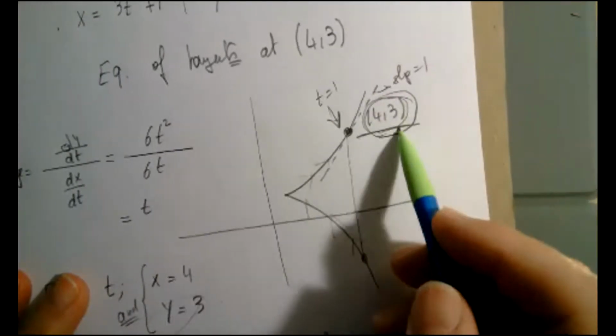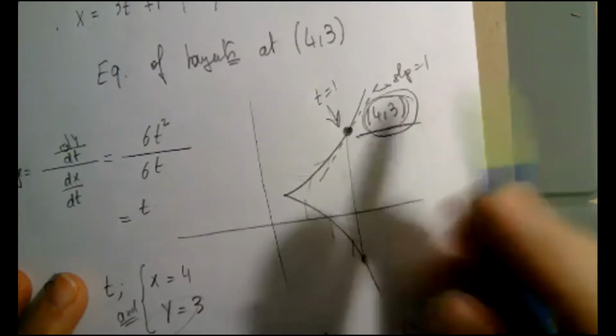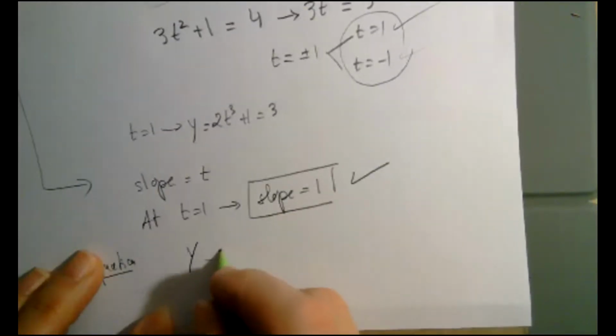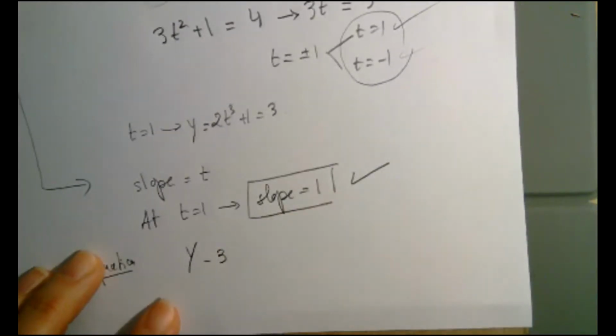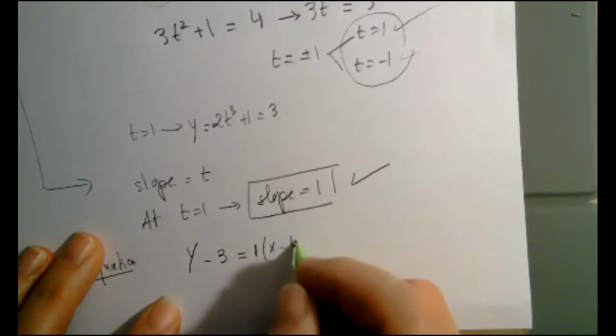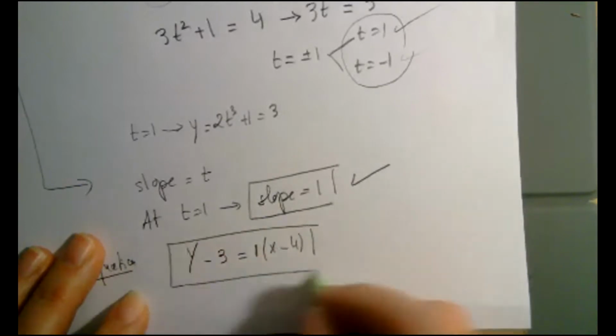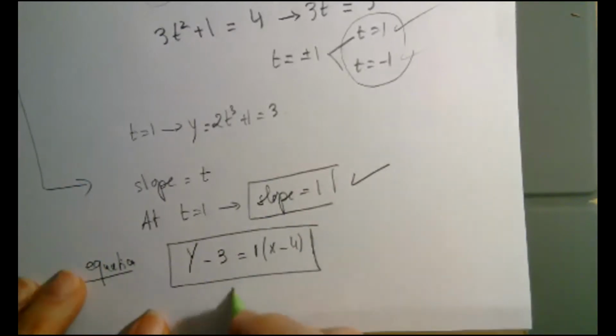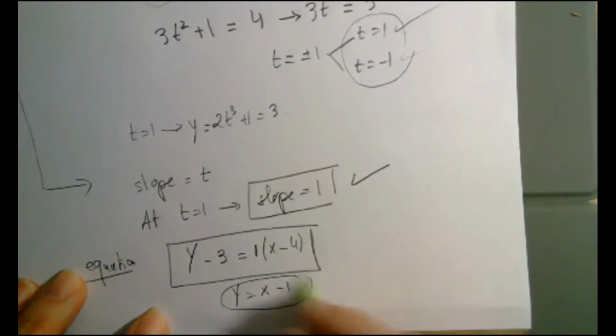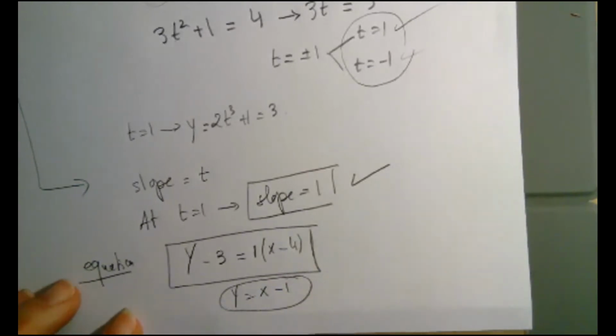The point is 4, 3. So the equation would be y minus 3, that's the y component, equal to the slope times x minus 4. And that will be an equation that you can rewrite, of course, x minus 4 plus 3, x minus 1. Okay, so that's how you're going to find it.